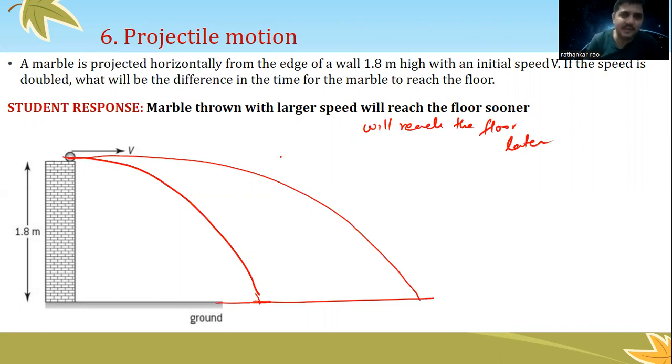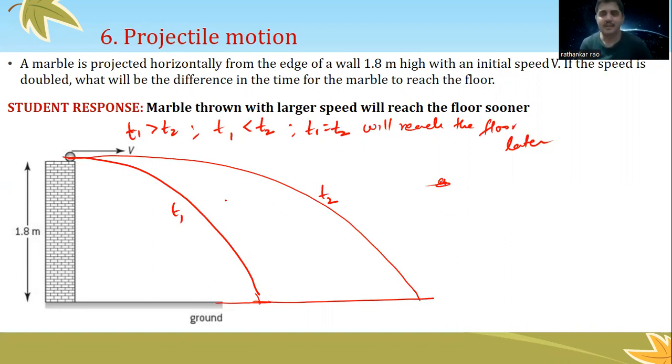Usually, what the MCQ will have is that if T1 is the time taken by the marble to reach the floor in this fall, and T2 is the time taken in this fall, then the options would be T1 greater than T2, T1 less than T2, T1 equal to T2. Three options. The fourth one could be none of the above. Now, what do you think would be the right answer?